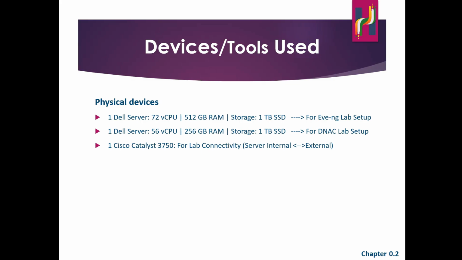The second Dell server I have used for installing the DNAC, and it requires 52 vCPU, 256 GB RAM, and 1 TB storage, SSD or HDD. You can use anything which you want. I'm also using one Cisco Catalyst 3750 for the connectivity between the two servers, so that we get integration of ISE and DNAC. So let's go to the next slide.